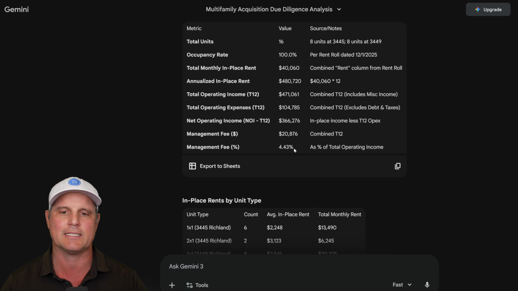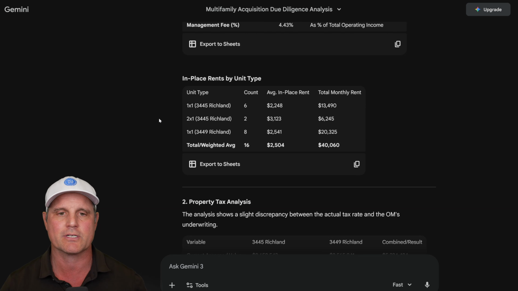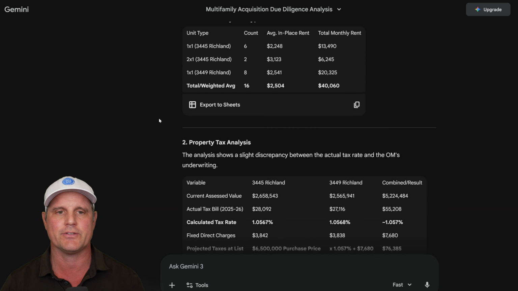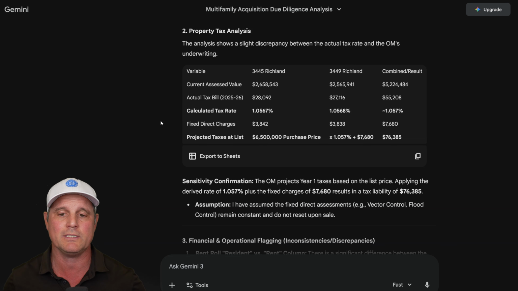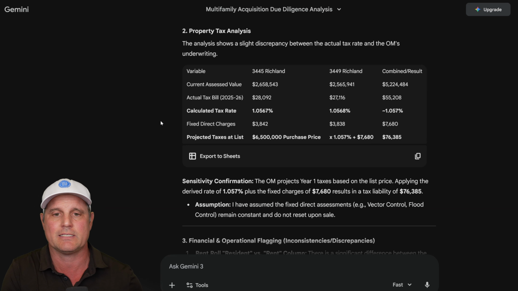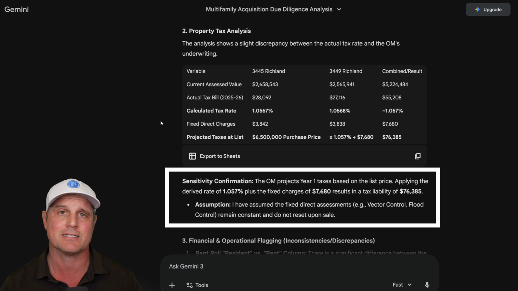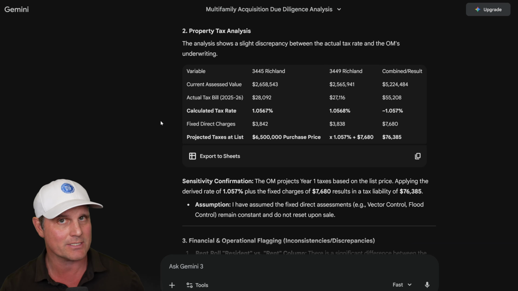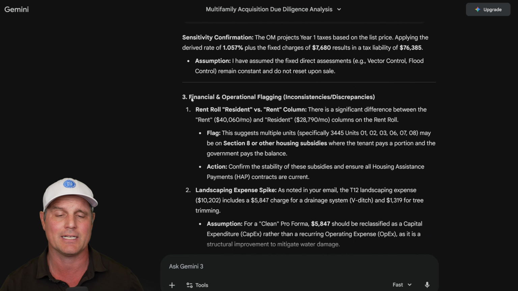and it pulled out what's important. I got the management fee as a percentage. That's another important thing when we do our sensitivity analysis. Broke down the unit mix, did its analysis on the property taxes, found a slight discrepancy, not a big one, but what it boiled down to, it got its base rate, the derived rate, and then there's the fixed charges for vector control and flood control. So it's going to remember this when we do our sensitivity analysis because property tax is going to be different at different price points. That's going to affect the net operating income and the cash flow.